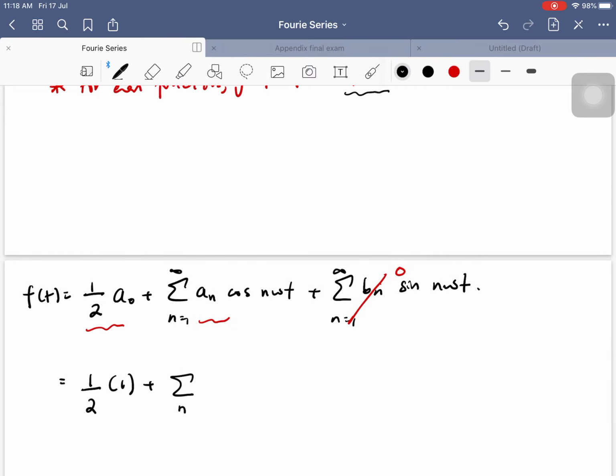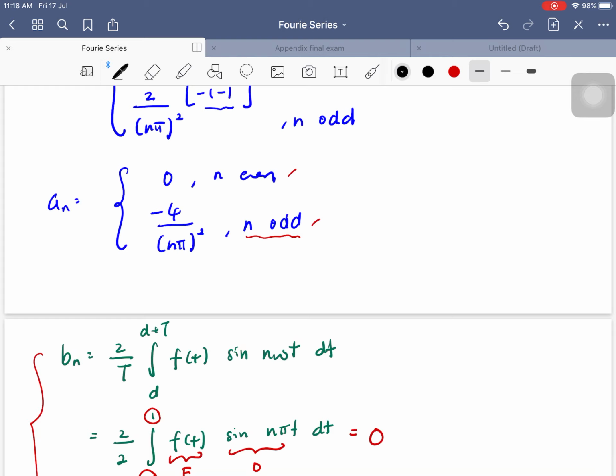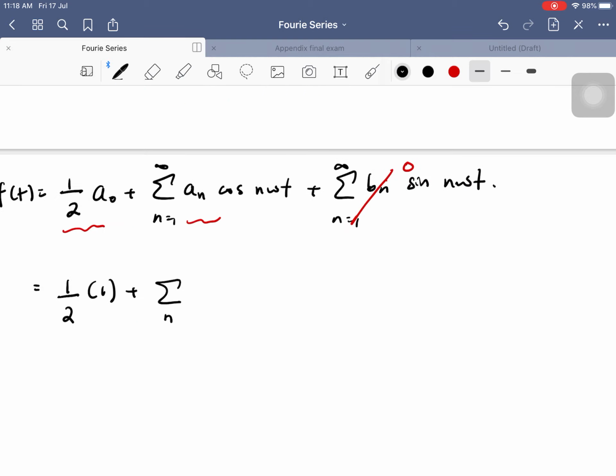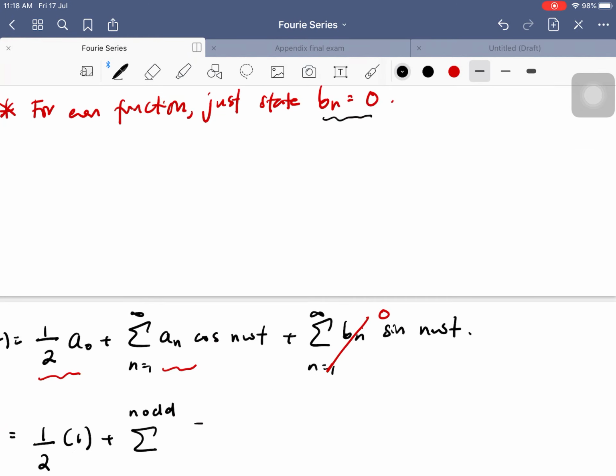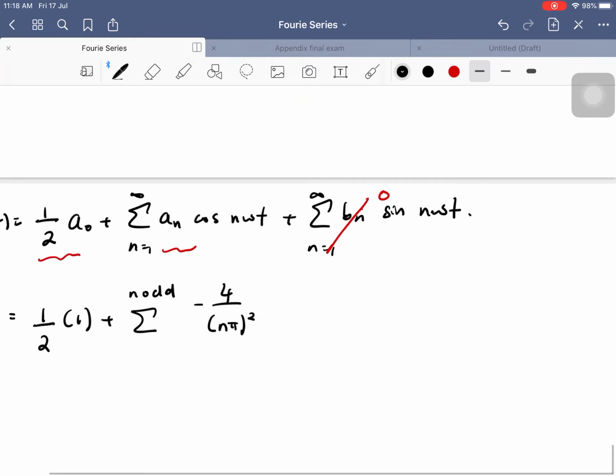Okay, but you have to be careful right here. This is only concerning when n is odd. So I'm going to put over here, this is only for the case that n is odd. So our an function is going to equal negative 4 over n pi squared, and that is my en, so I just substitute my en right there. That will be multiplied by cos of n omega, which is equal to pi, so I'm going to have cos of n pi t.